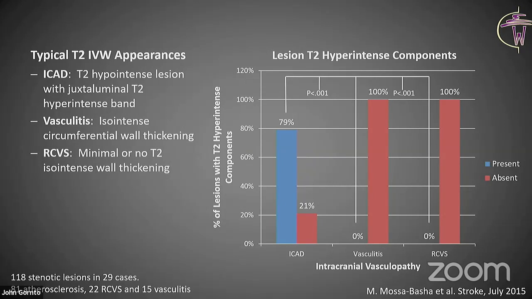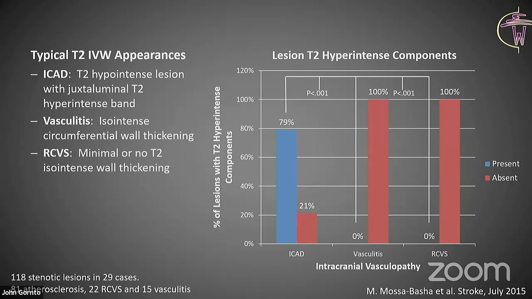So the first study we did was in stroke a couple years ago. And what we looked at was, we just wanted to characterize what these lesions look like on a multi-contrast vessel wall imaging protocol. And we had a total of 29 cases with 118 lesions, and we had 2 blinded raters evaluate each of these lesions independently. And what we found was that there was a significant difference in terms of the T2 signal characteristics, where atherosclerosis typically showed hypointense components, or hyperintense components, with its most common appearance being hypointensity with a juxtaluminal hyperintense band.